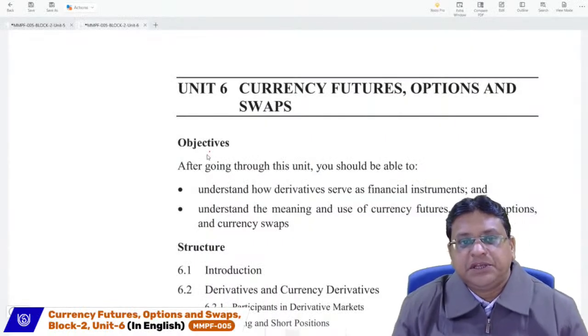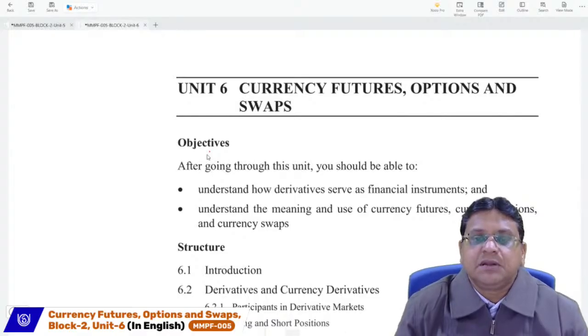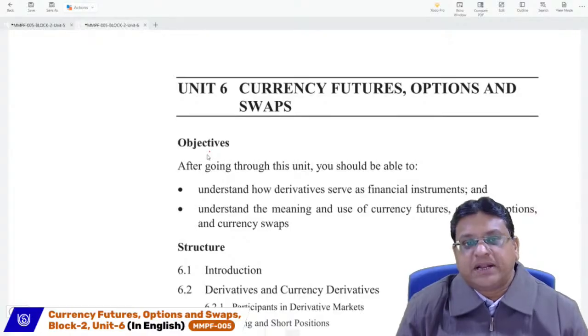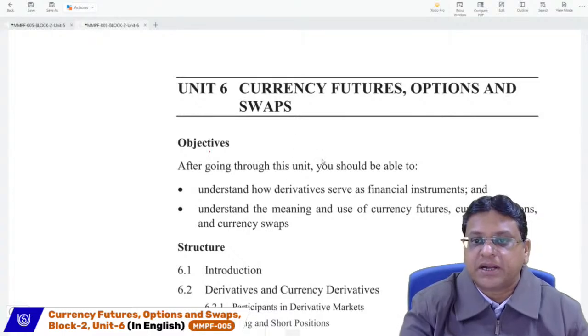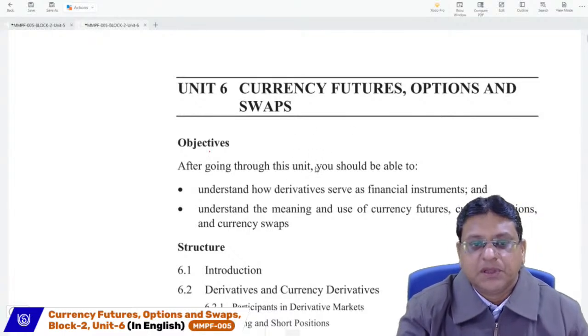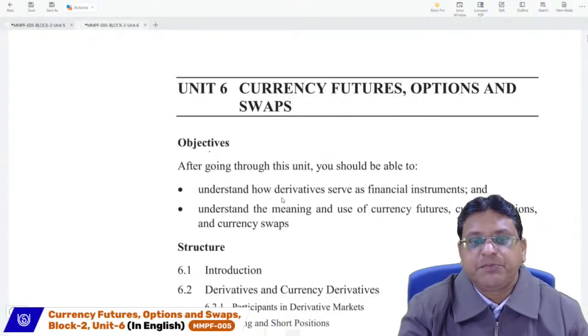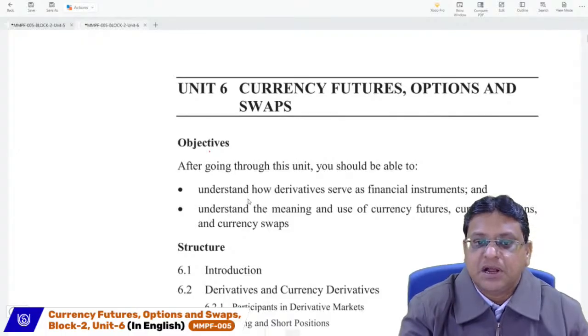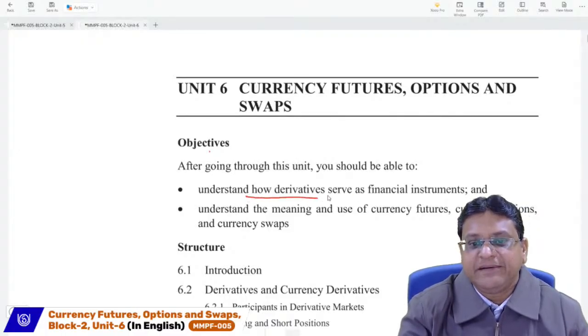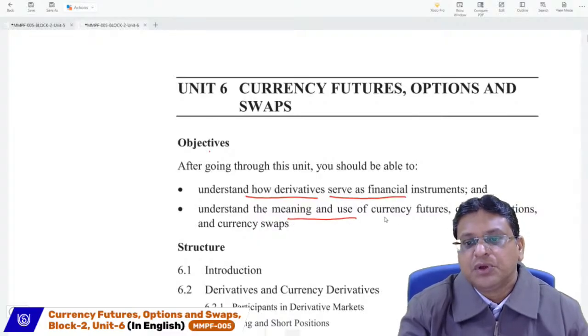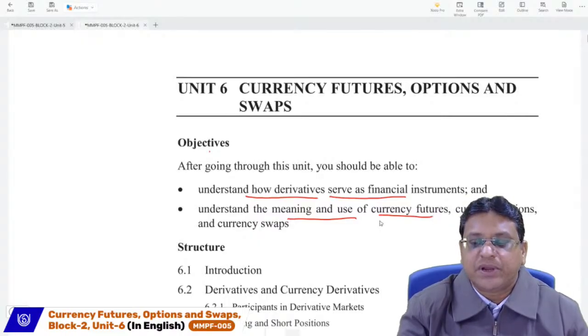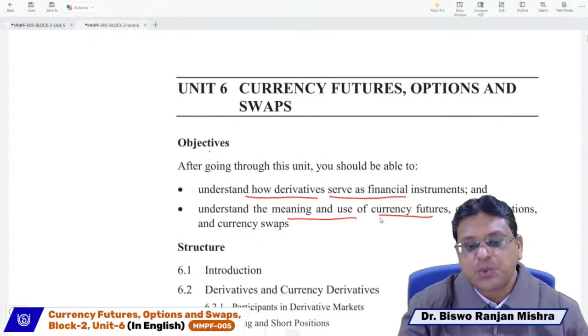Today we will discuss Unit 6 of International Financial Management that is related to currency derivative contracts: currency forward contracts, currency futures contracts, currency options contracts and currency swaps contracts. Before starting my class, let me first tell you the objective of my class. First, we will discuss and understand how derivative instruments work. Then we will understand the meaning and use of currency derivatives, that is currency futures, options, swaps.